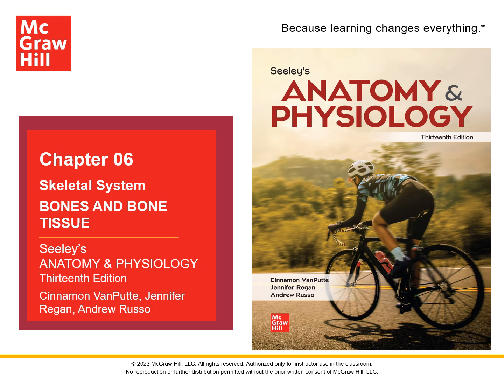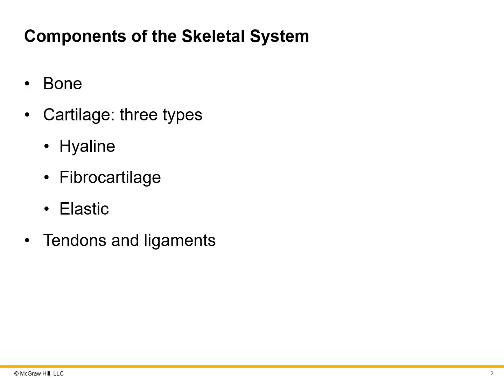All right, moving into chapter 6 now, looking at bones and bone tissues. First of all, what are the parts of our skeletal system as we move into mainly, of course, thinking about our bones and what this is focusing on, but also part of the skeletal system includes cartilage, and there are 3 different types of cartilage: hyaline, fibrocartilage, and elastic. And then we also need those tendons and ligaments that help us attach some of the muscles to the bones.